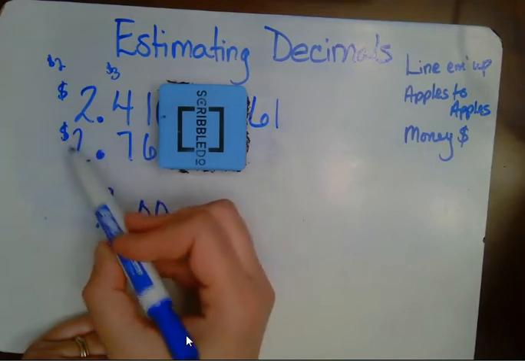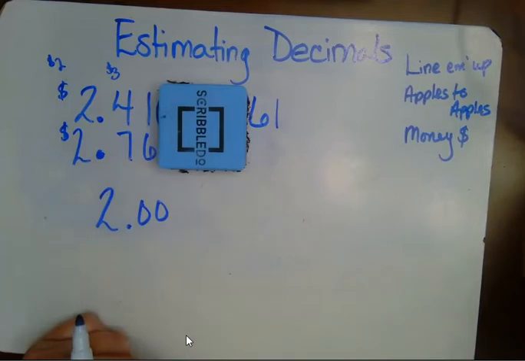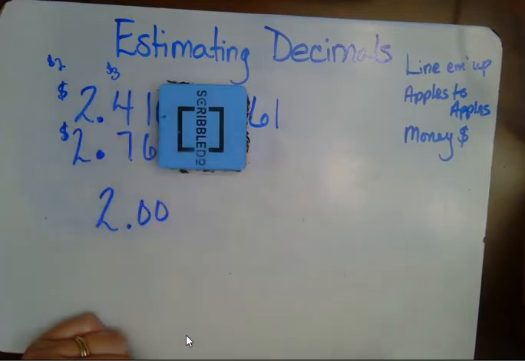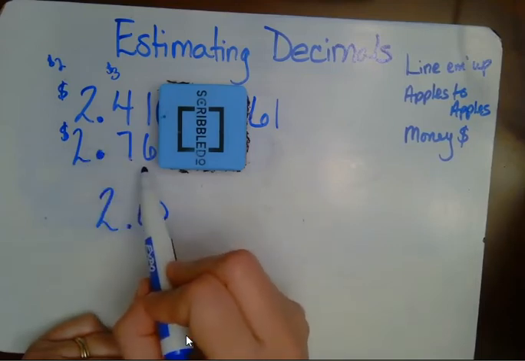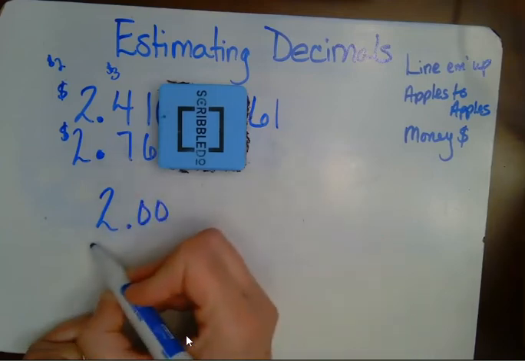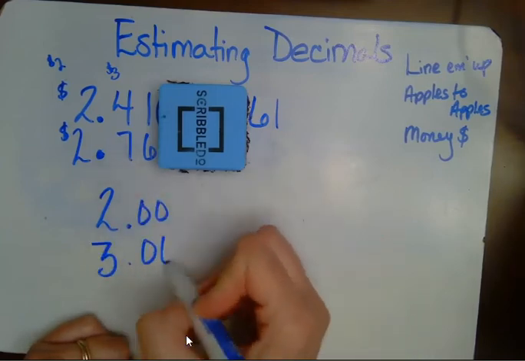Now I'm going to look at 2 and 76/100. Again, thinking about money, that's $2.76. Is that amount closer to $2 or is it closer to $3? You're right. $2.76 is greater than $2.50, which means that one is going to round to $3.